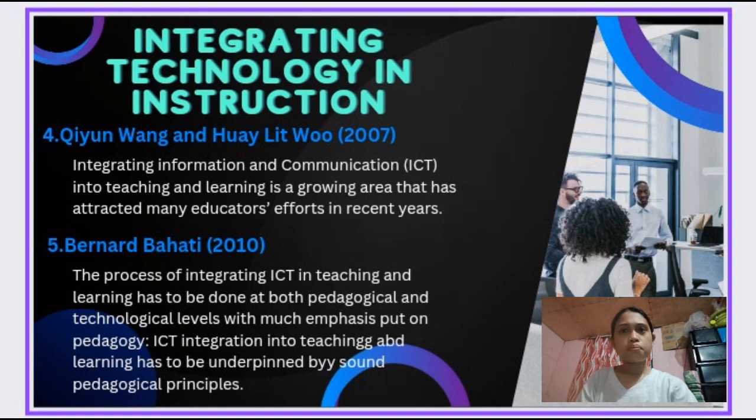So, it means the integration should occur on two fronts: the pedagogical, which is related to teaching methods, and the technological. Additionally, it underscores the importance of prioritizing pedagogy over technology. It is also highlighting that the use of ICT in teaching and learning should be guided by strong pedagogical principles for effective and meaningful educational outcomes.